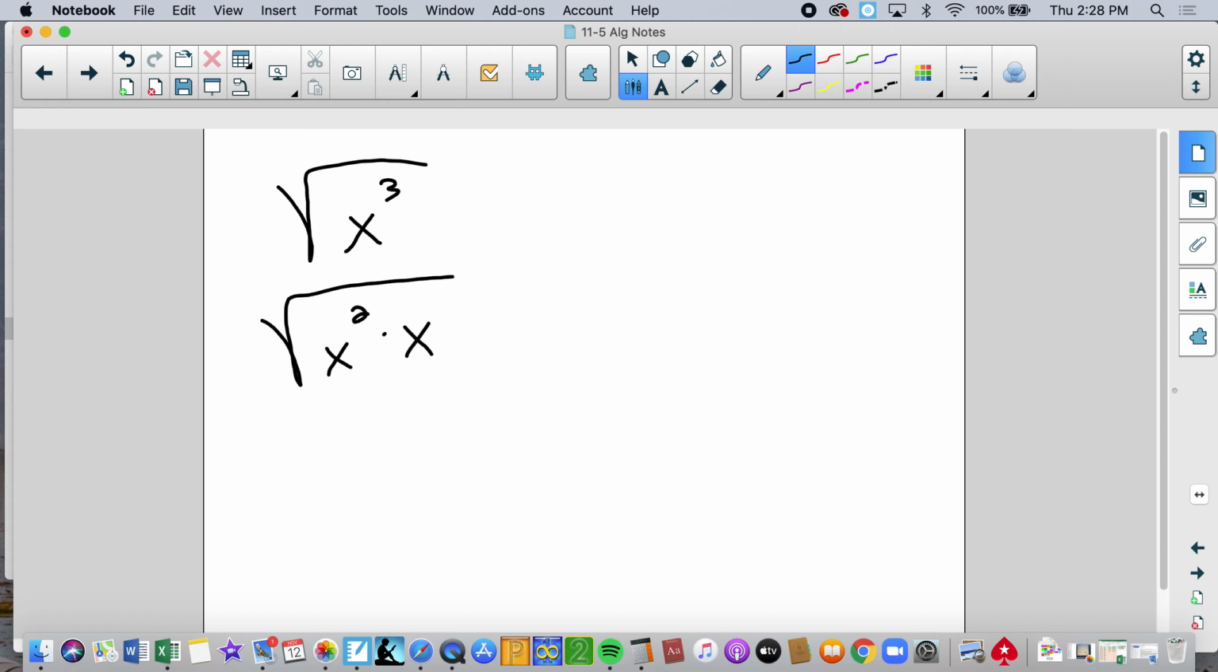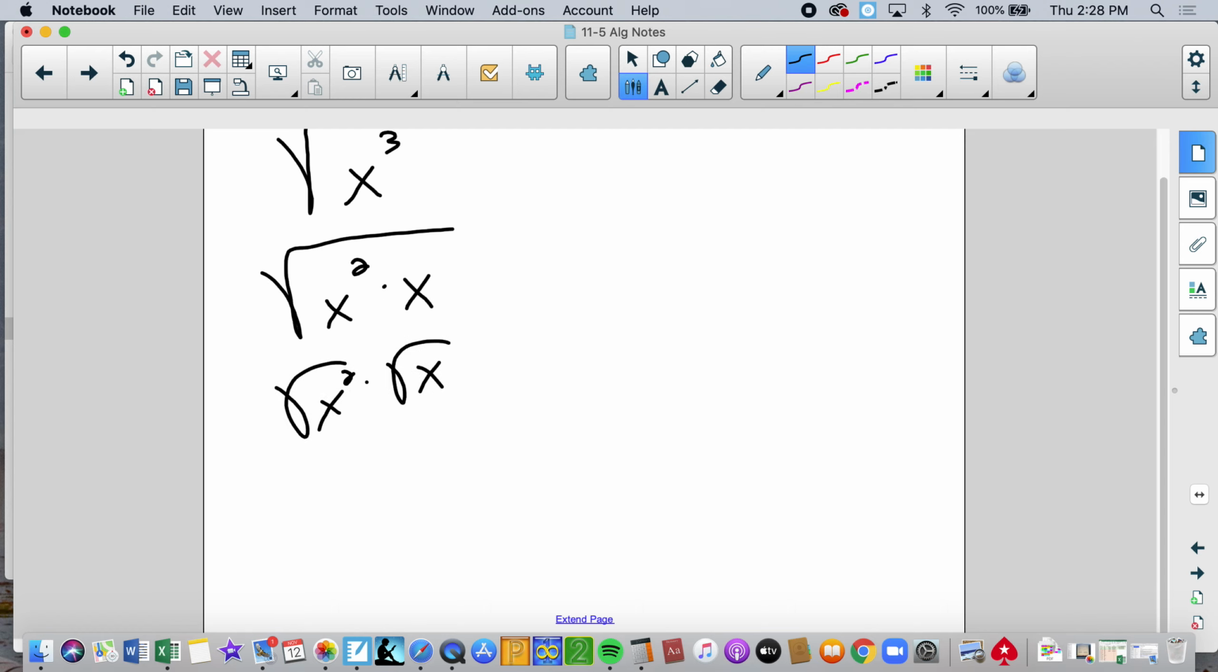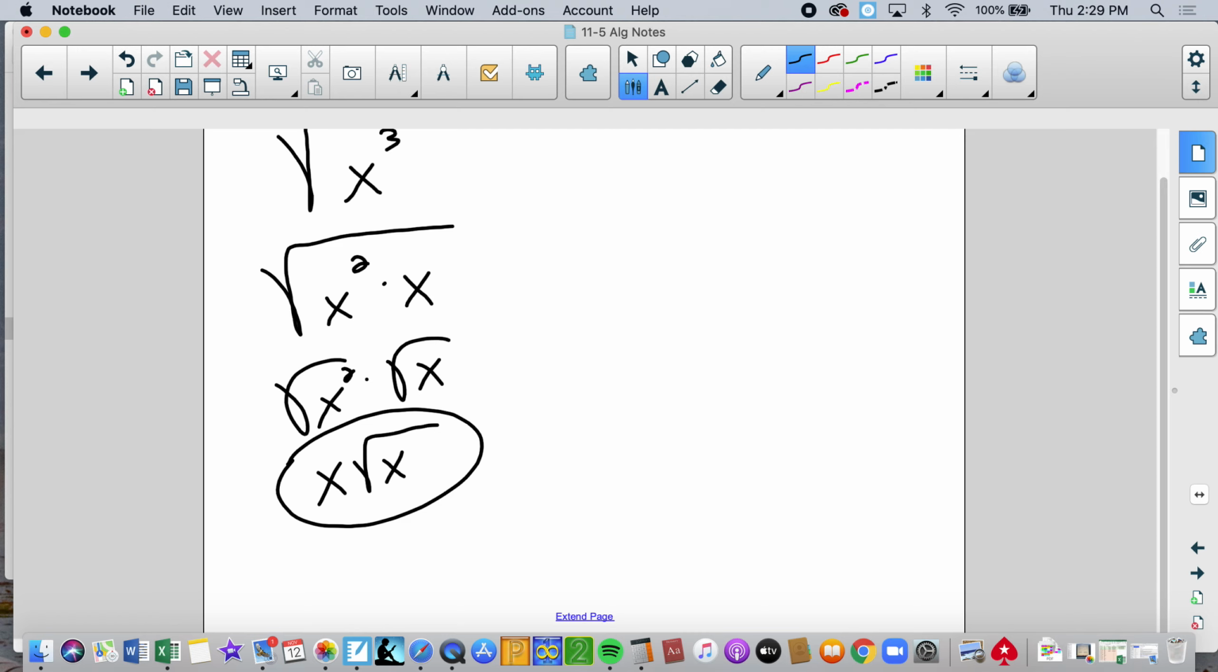That produces x cubed. So now I'm going to separate them into their own houses, and I can simplify x squared. The square root of x squared is x. The square root of x cannot be simplified, so I have x rad x.